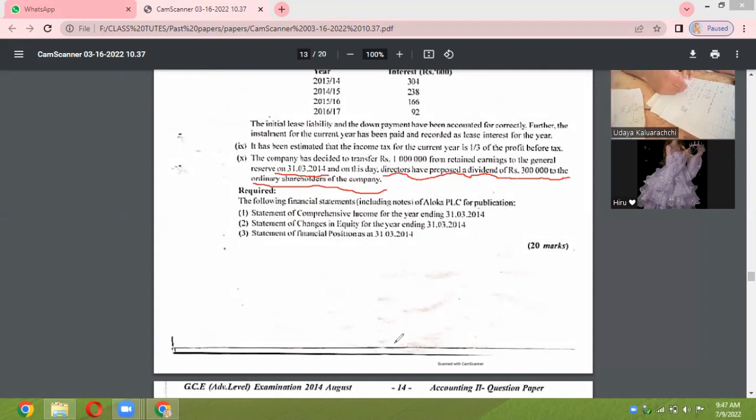So right, directors have proposed a dividend of 300,000 to ordinary shareholders of the company on 31st March 2014. Right? Complete that note.